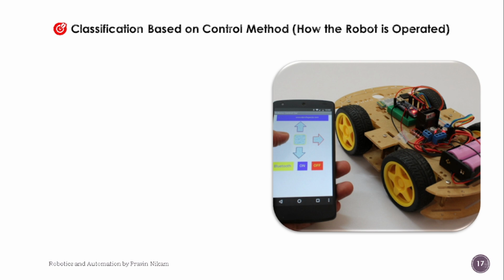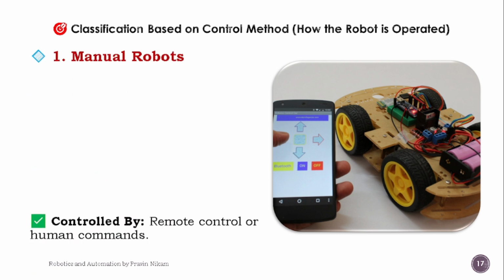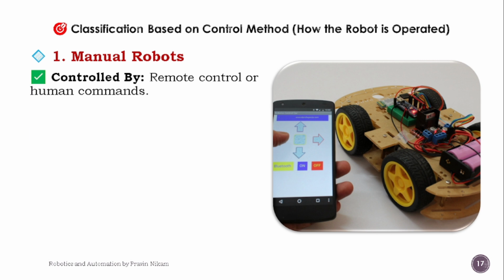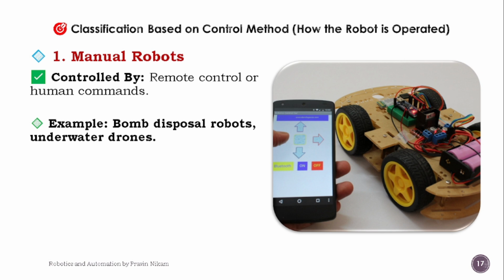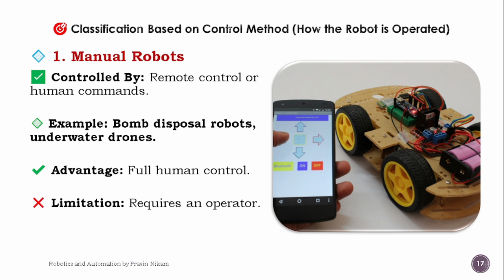Then next category is classification based on control method. That is how the robot is operated. First is manual robots, controlled by remote control or human commands. Example is bomb disposal robots or underwater drones. Advantage is full human control, but it requires an operator.